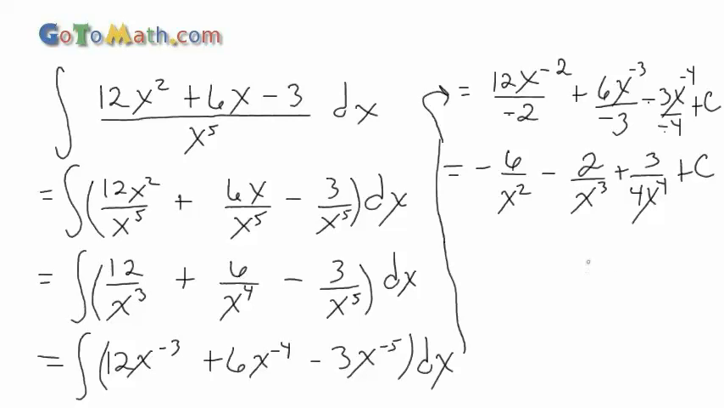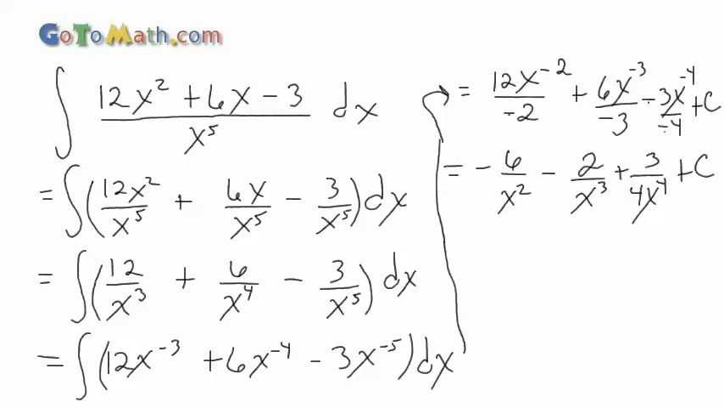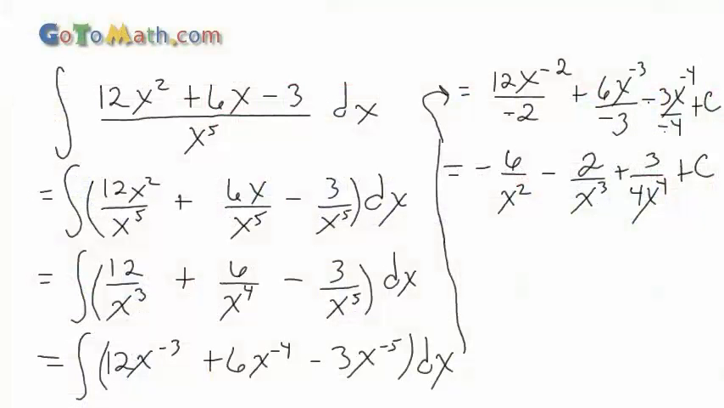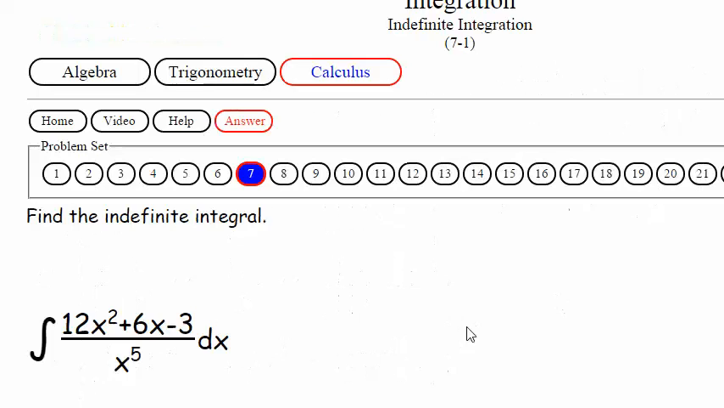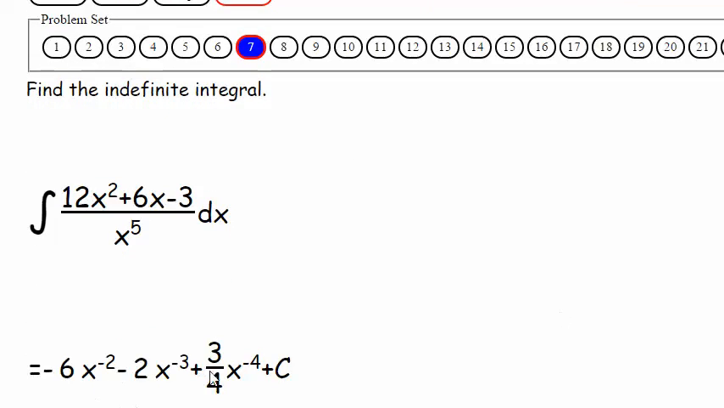Okay? And if you're bored, you can go ahead and get that all into one single fraction if you want. Alright, and I'm not sure how I did it, but we're going to find out. Negative 6 over x squared minus 2 over x cubed, 3 over x to the fourth plus c. I'm just checking it. Well, look at there. That's a naughty thing, but that's where we're at.